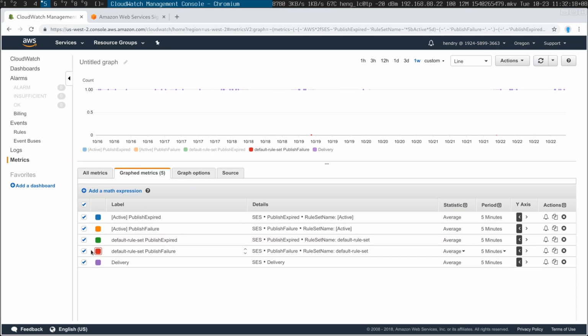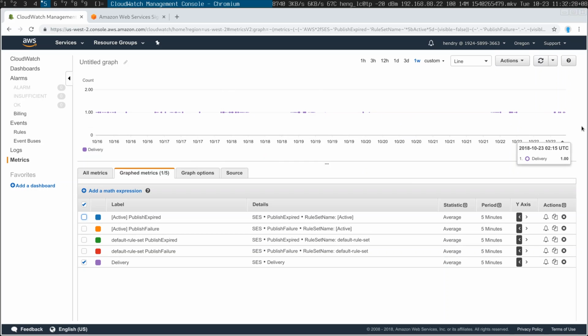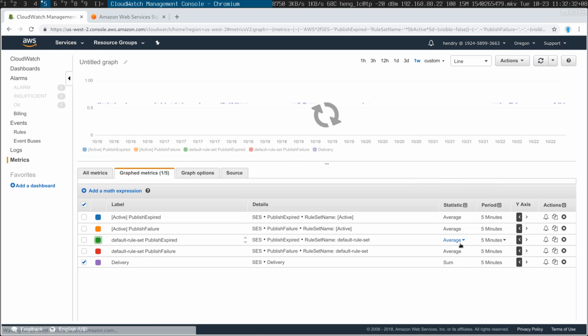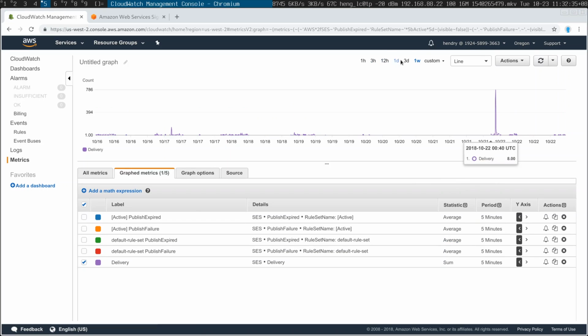For example, let's just track delivery instances here. So I'm just seeing how many emails are being sent. If I'm looking at the average, it's just 1, 1, 1, 1. I mean, that's nothing. What I should be looking at is the sum. Of course, you need to make sure your durations are right. And you can see that there was a spike yesterday. So those are the things you need to be aware of.